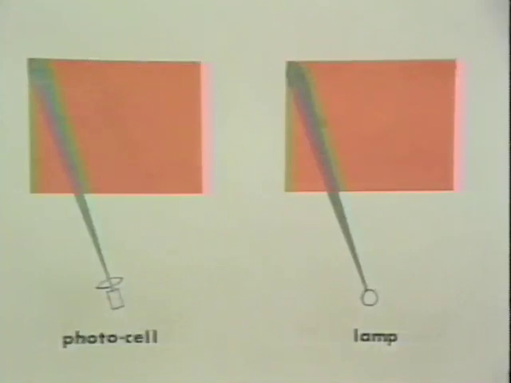A definite scanning pattern must be used, and the same pattern must be used at both transmitter and receiver. When the transmitter photocell is looking at this point, then the receiver lamp must be illuminating a corresponding point. This will build a copy in the same pattern as the original is dissected.